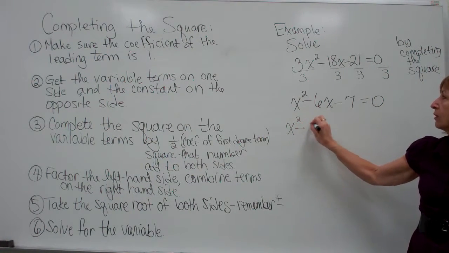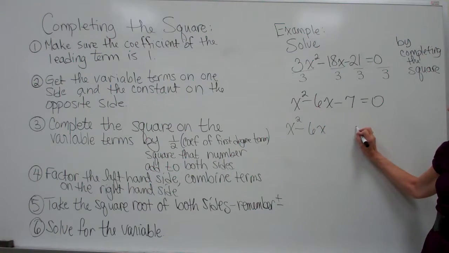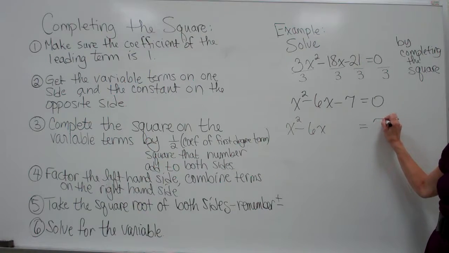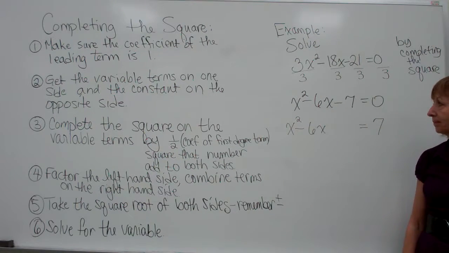So I have x squared minus 6x. I'm going to leave space in here equal to, when we add 7 to both sides, I'm going to have a 7 on the right-hand side.